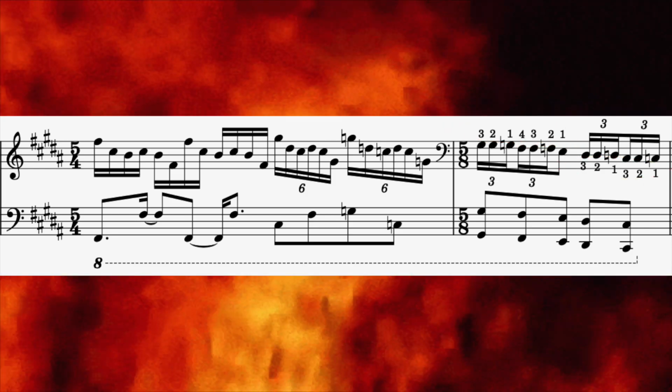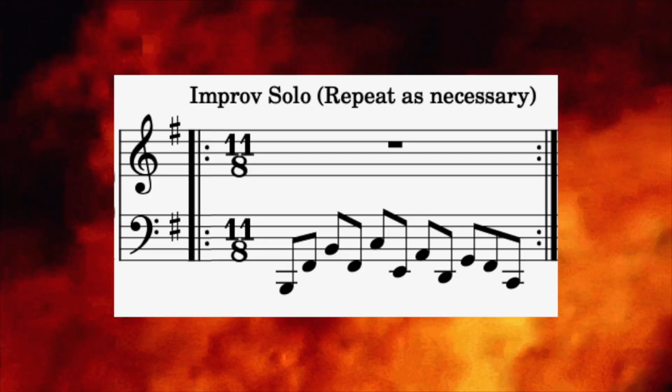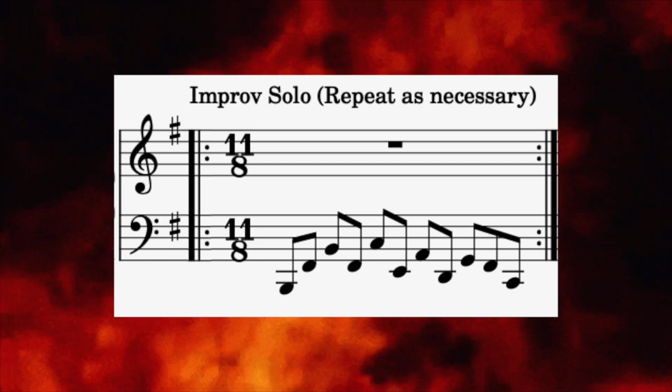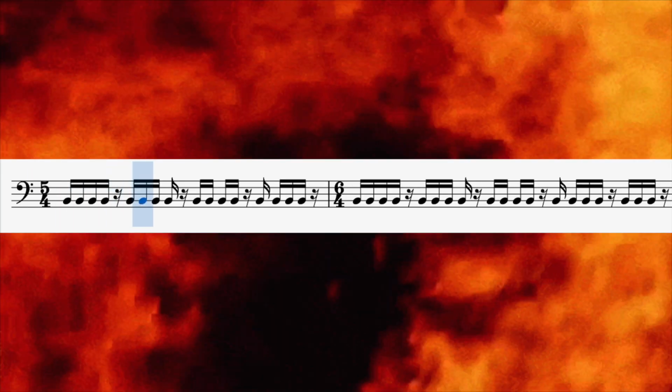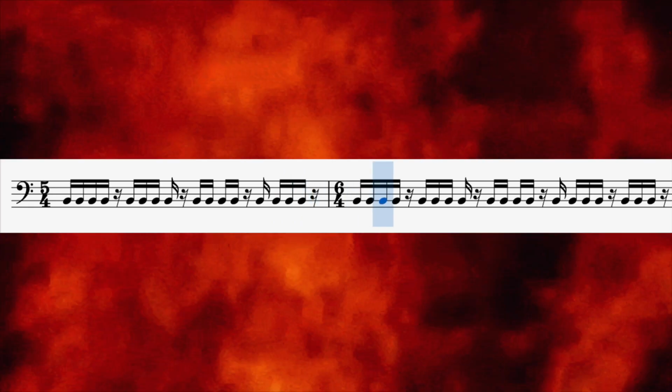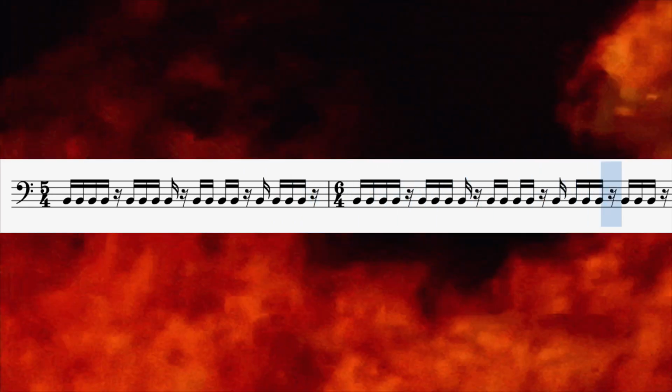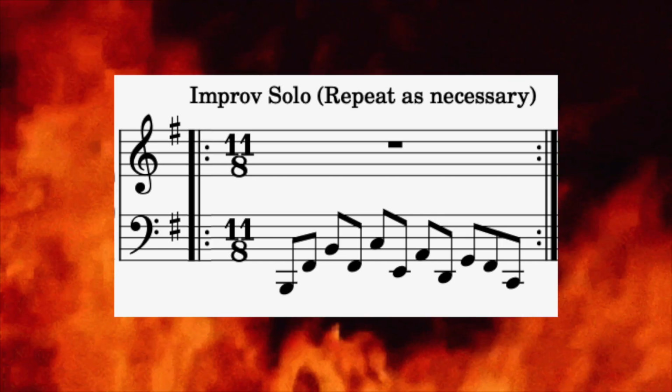All right, now we have reached the improvised solo in 11/8. The original version goes like this. But that doesn't work very well for a solo piano version. So Jordan Rudess decided to put an improvised solo in 11/8 here instead.